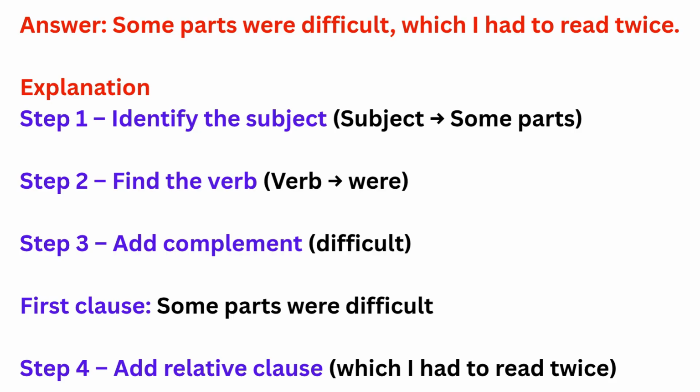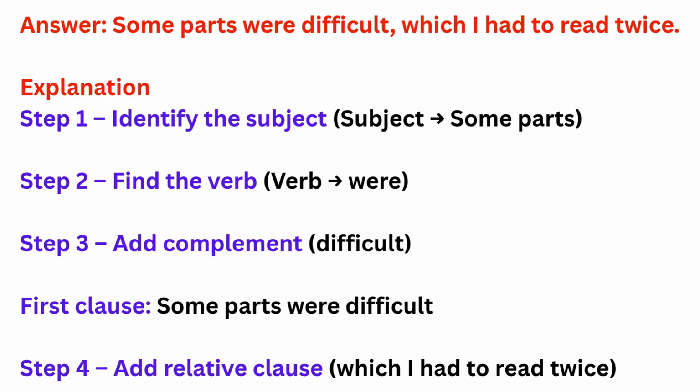Next, find the verb. In this sentence, the verb is were. Because were is a linking verb, it connects the subject to additional information rather than showing an action. Then, add the complement. The word difficult functions as the complement because it describes the subject some parts.